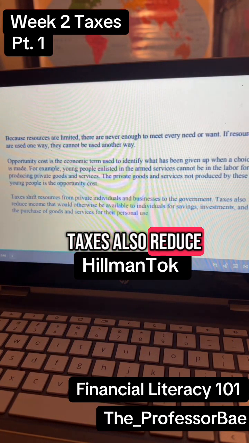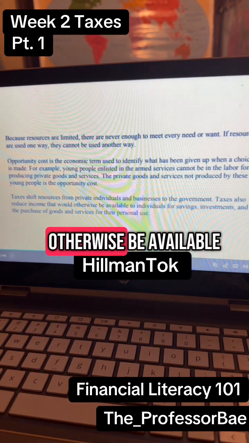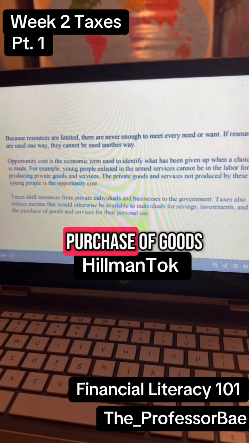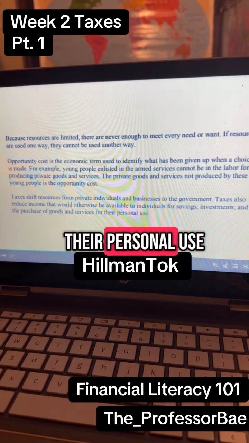Taxes also reduce income that would otherwise be available to individuals for savings, investments, and the purchase of goods and services for their personal use.